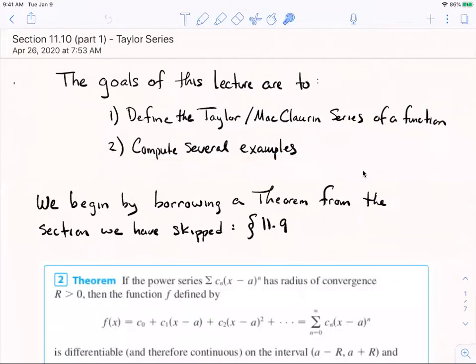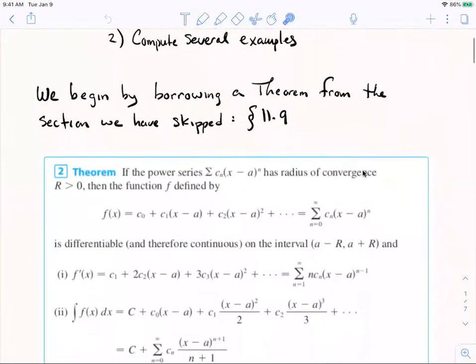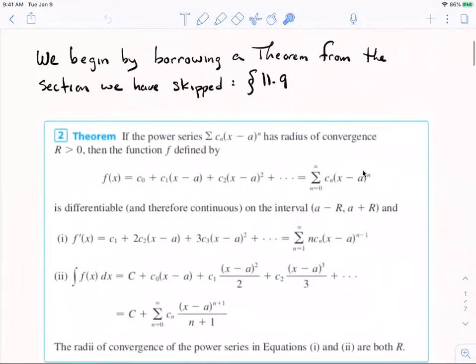Okay, so we skipped over section 11.9 just to save us a little bit of time as we're making it through this virtual semester. But I do want to write, or I borrowed, the following theorem from it. So let's take a look at what it says, and I'll show you real quickly how I plan on using this. Okay, so if you have some power series, we looked at what that means last time, and it has some radius of convergence, we looked at what that means last time, so here it's written out. It's a power series centered at a.